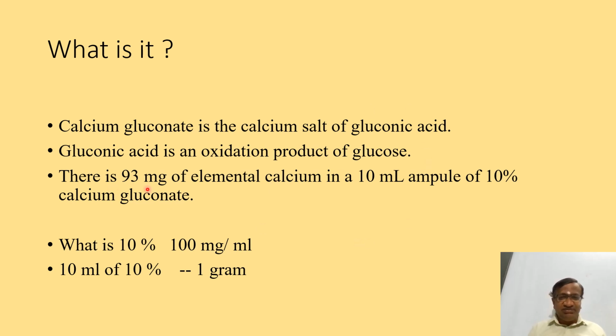See, there is 93 milligram of elemental calcium in 10 ml of 10% calcium gluconate. What is 10%? 100 milligram per ml. What is 2%? 20 milligram per ml. What is 0.1%? 1 milligram per ml. 2% lignocaine means 20 milligram per ml. 0.5% bupivacaine means 5 milligram per ml. Now 10 ml of 10% will contain 1 gram.